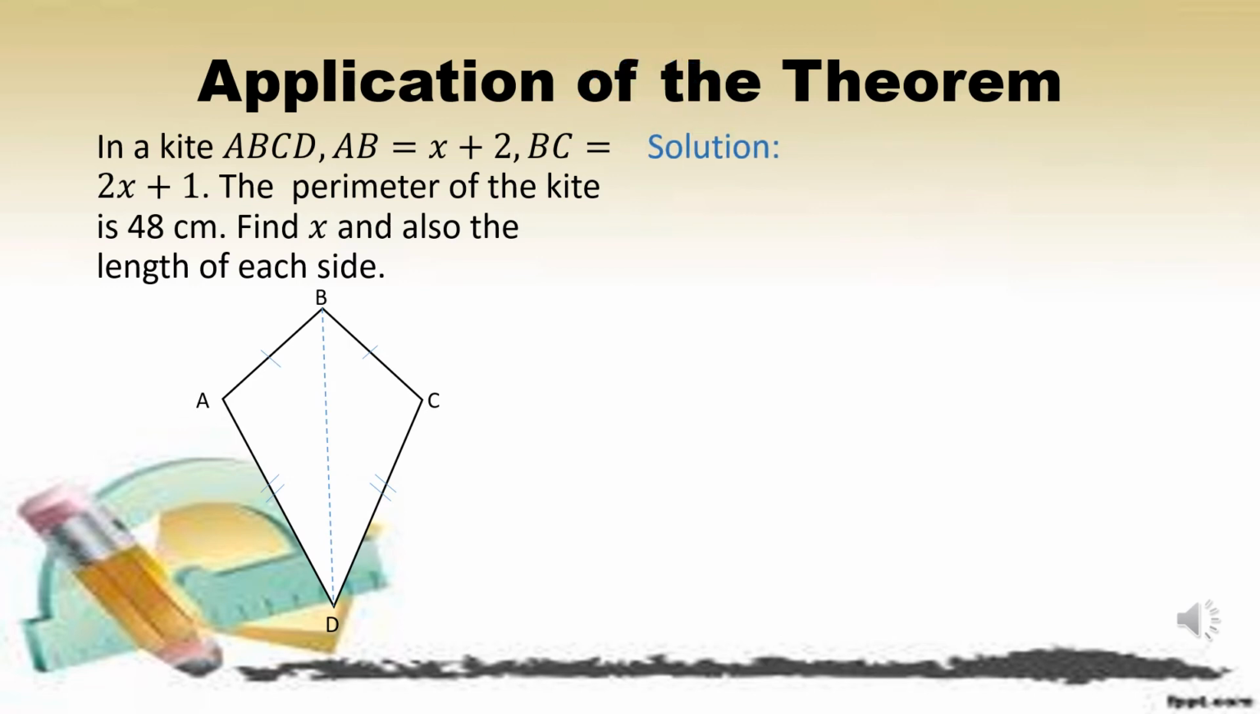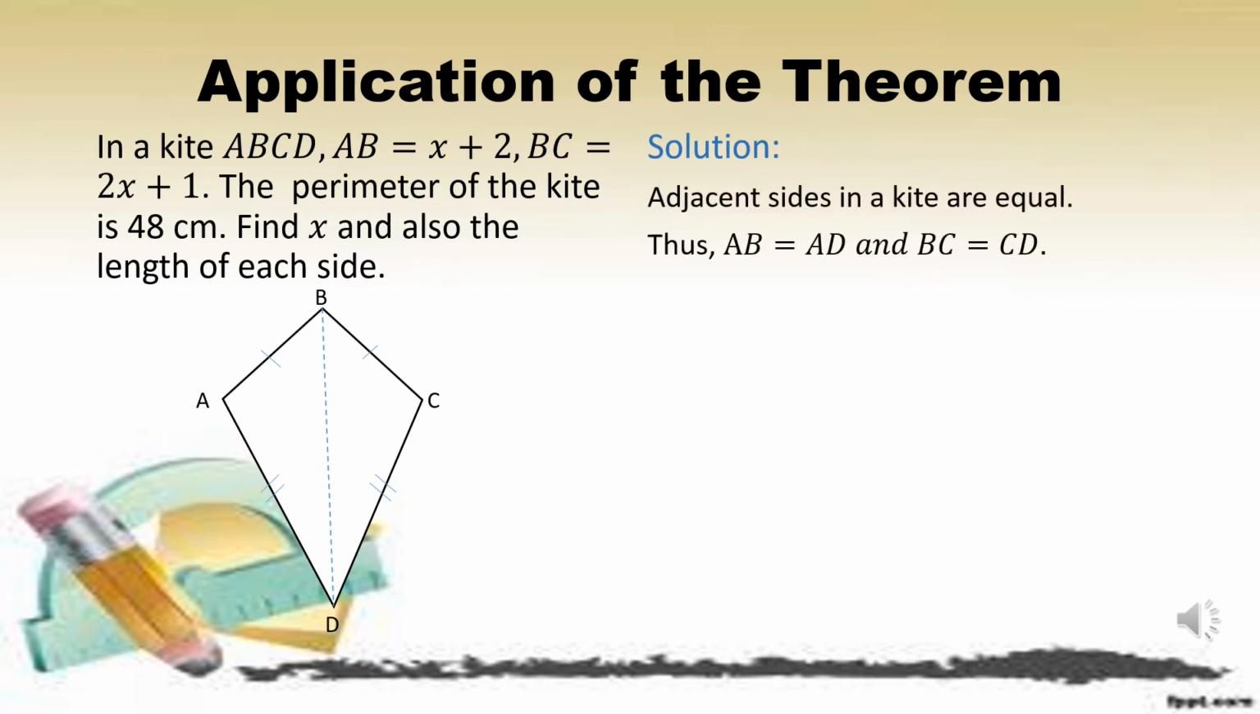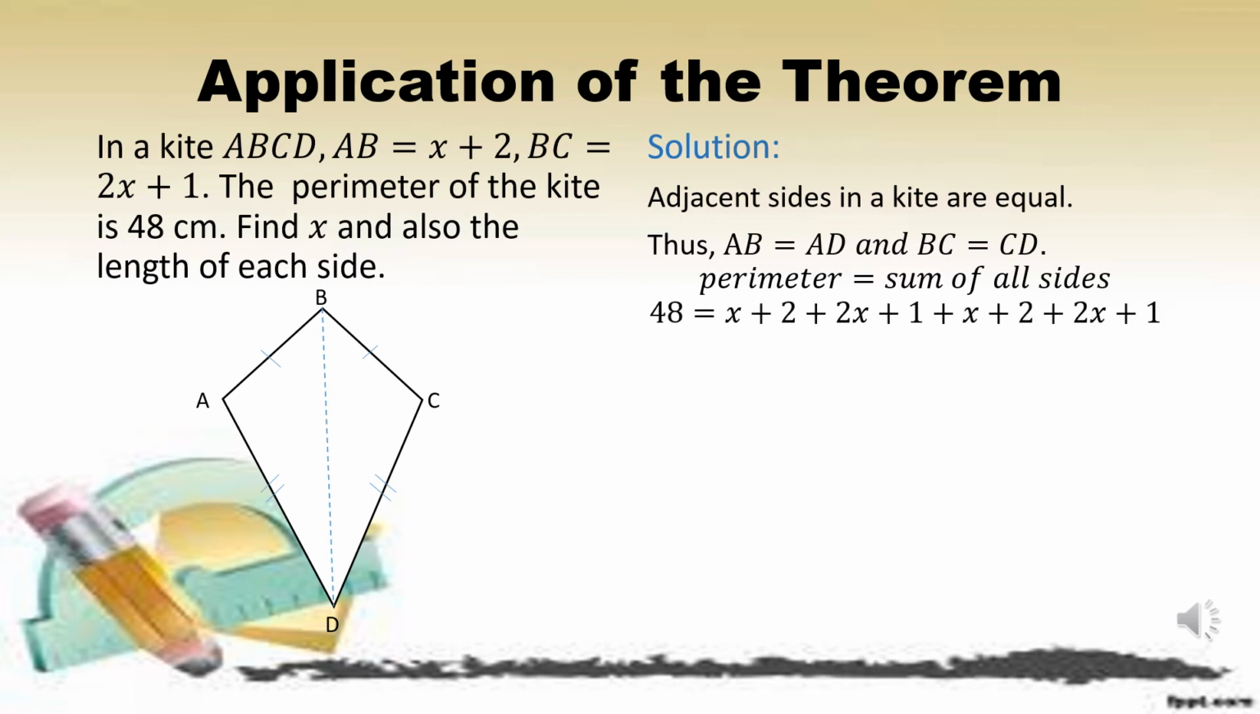Solution. Adjacent sides in a kite are equal, so we can say that AB is equal to AD and BC is equal to CD. Let us recall that the perimeter of a quadrilateral is equal to the sum of all sides. Since the perimeter is 48, we substitute it into the equation. We now have 48 equal to x plus 2 plus 2x plus 1 plus x plus 2 plus 2x plus 1. Simplifying, we have 48 equal to 6x plus 6.